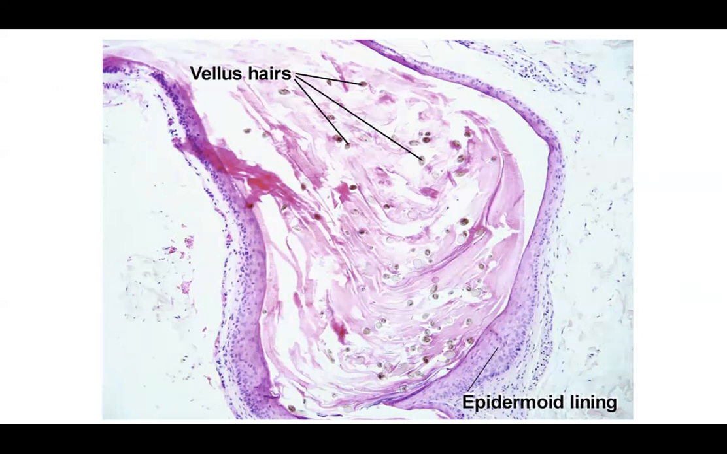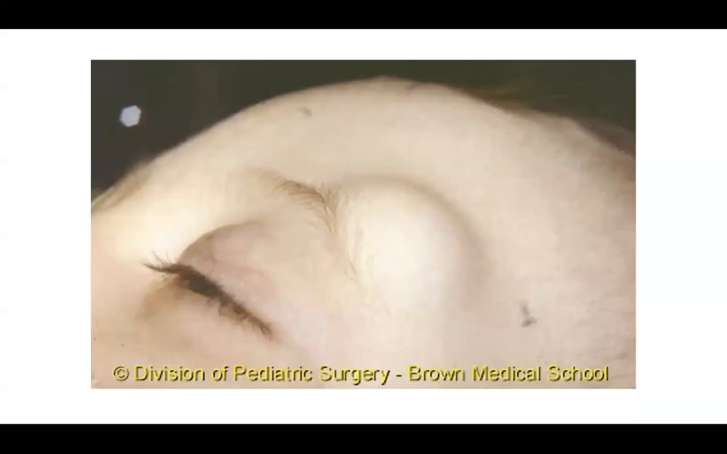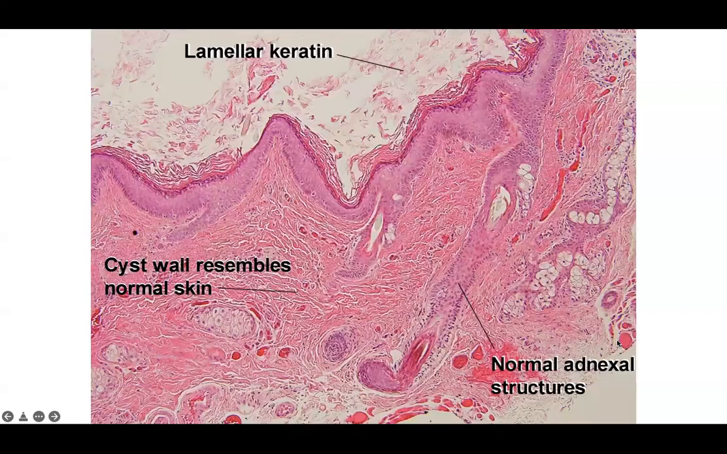This is highly testable. A dermoid cyst is commonly located on the head and neck. It's the most common location. And it looks a lot like an epidermal inclusion cyst histologically, at least with that stratified squamous epithelium. But the important key to make the diagnosis is that adnexal structures are present in the cyst wall. So clinically, this looks like it might be deeper than an epidermal inclusion cyst. You may not see a punctum. It's in that area right above the eye, a very common clinical presentation.